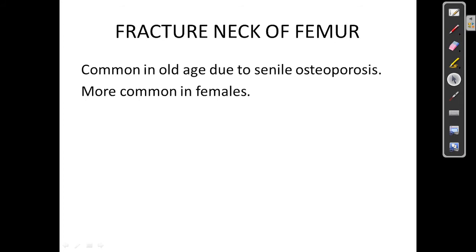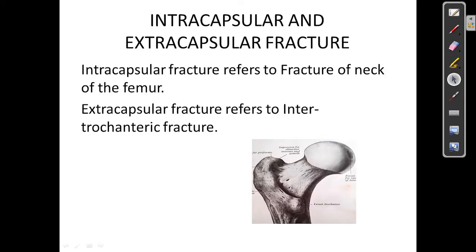Fracture of neck of the femur. Fracture of neck of the femur is common in old age due to senile osteoporosis. It is more common in females. There are two types, intracapsular and extracapsular fracture. Intracapsular fracture refers to fracture of neck of the femur, and extracapsular fracture refers to the intertrochanteric fracture.